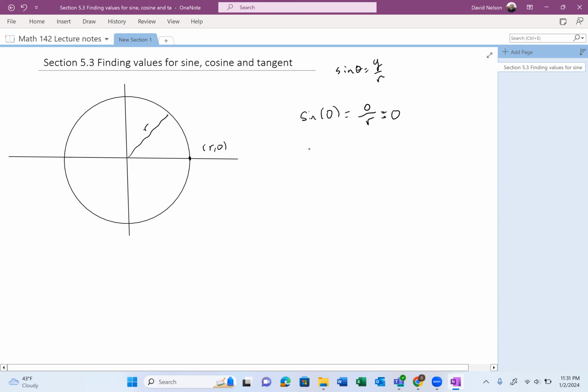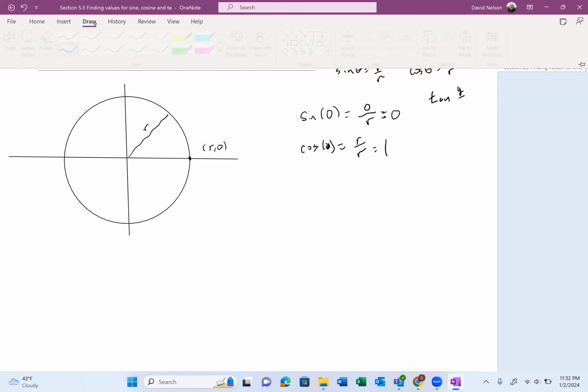And if we look at the cosine of 0, if we recall, the cosine of theta was the x coordinate divided by r. Well, the x coordinate is r, and the radius of the circle is r, and r divided by r is 1. So at 0 radians, or 0 degrees, you get that the sine of 0 is equal to 0, and the cosine of 0 is equal to 1. And the tangent, while we're at it, the tangent is the y coordinate.